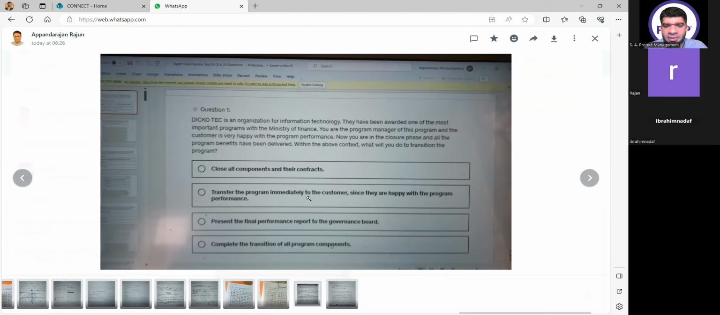Transfer the program immediately to the customer since they are happy is not a logical answer, because I have to follow the proper sequence of transferring and closing things. Option C, present the final performance report. Okay, it's not clear, question mark. Option D, complete the transition of all program components, not possible because I cannot talk about the components in the closure phase. This is how I read this question and how I eliminate the options.